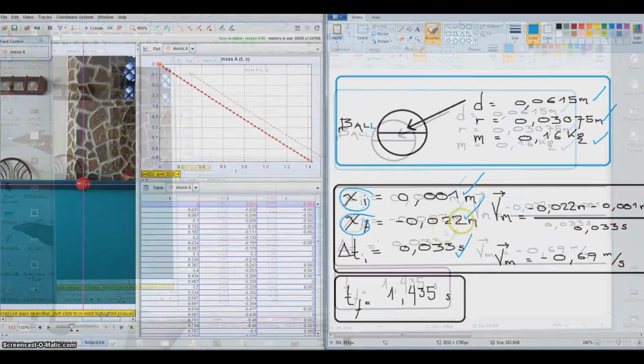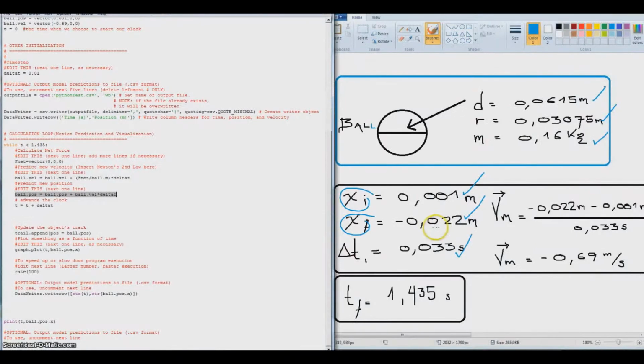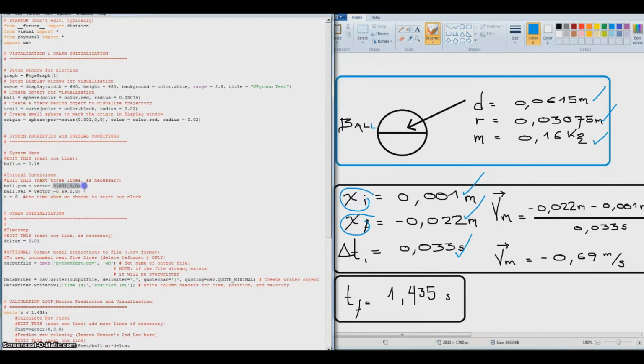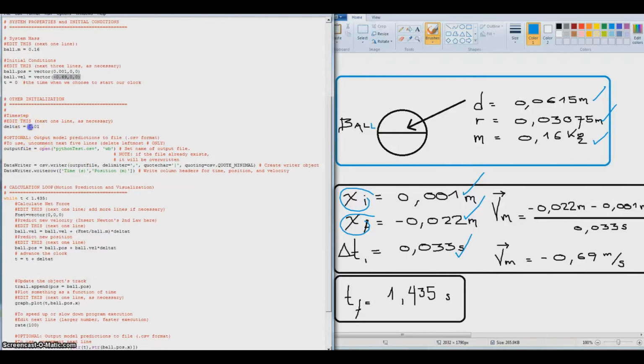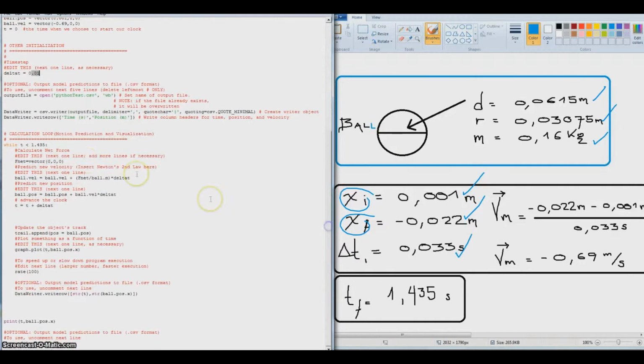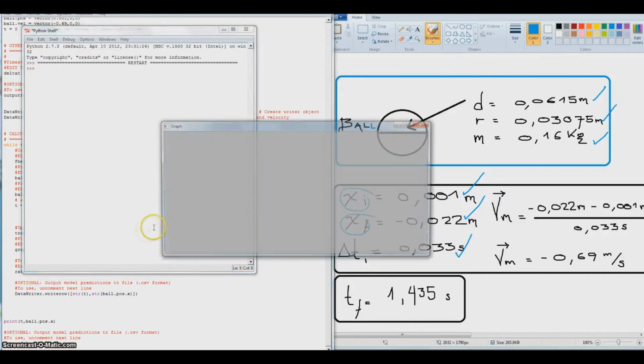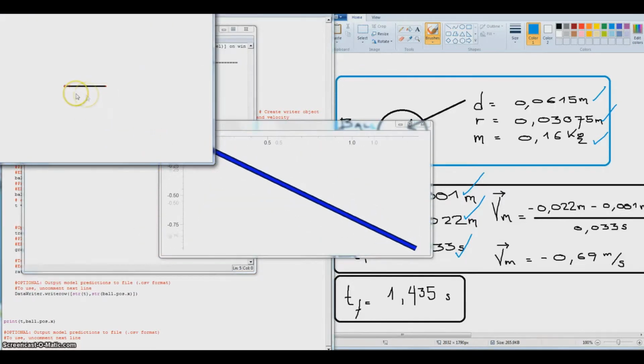We set those values in our simulation. So we can see here the initial position of our object. This is the velocity of the movement. We have a short delta t, and this is the total time of the movement, net force equal to 0. When we run the simulation, we can see that the movement is exactly the same that we saw in our video.